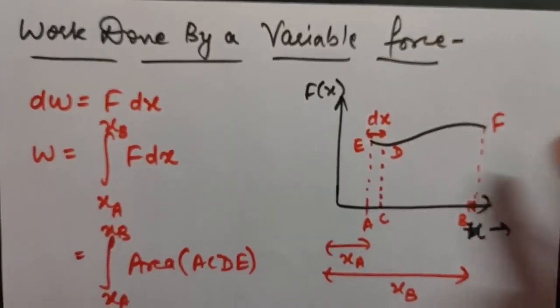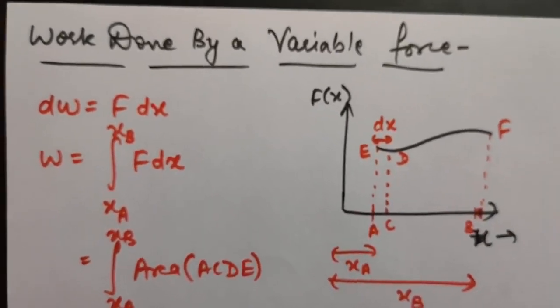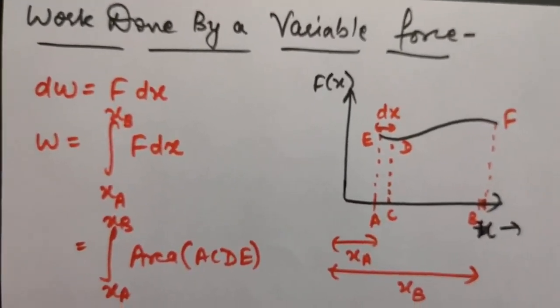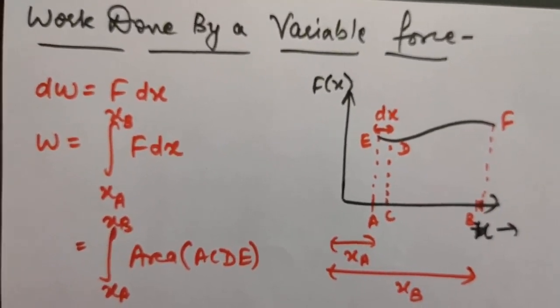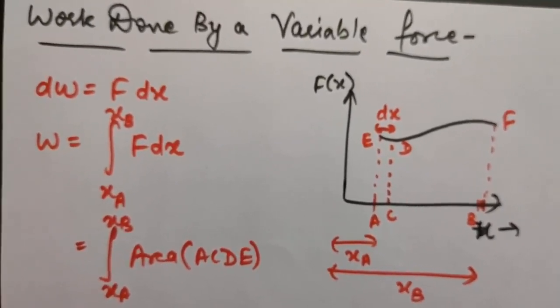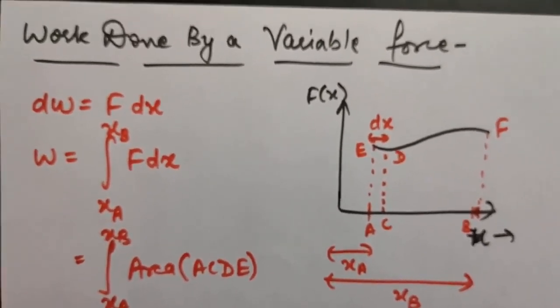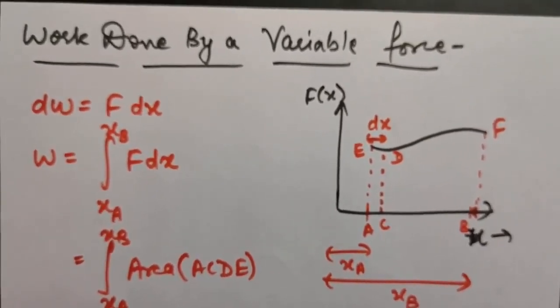Okay, so the next topic is work done by a variable force. Till now we were studying forces which were constant, so we were just using the formula work done is F dot ds, that is, the dot product of force and displacement vector. But what if the force is a variable force?